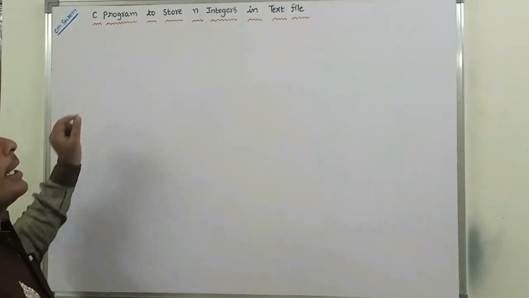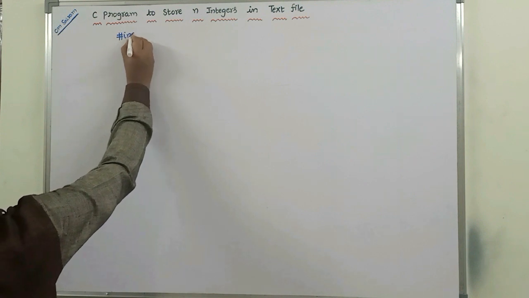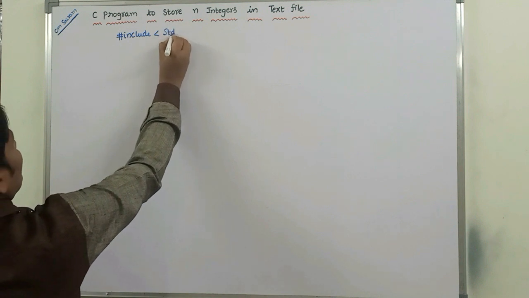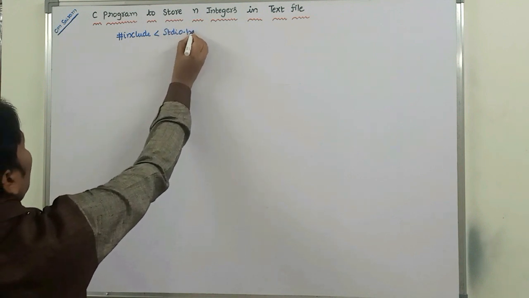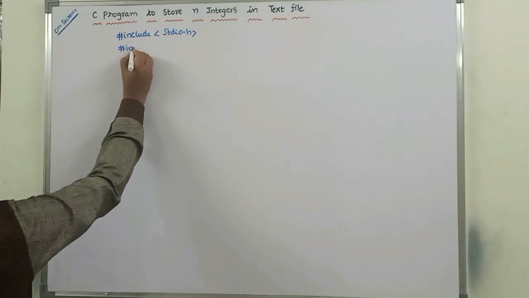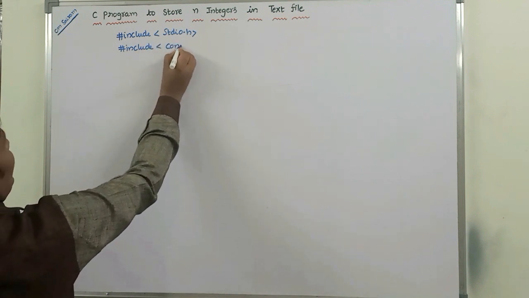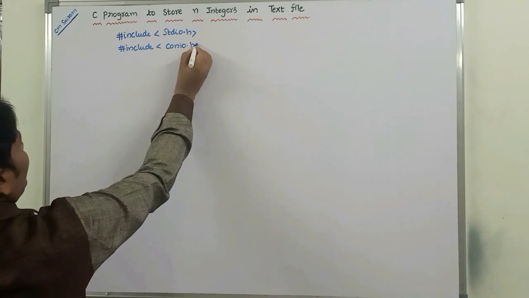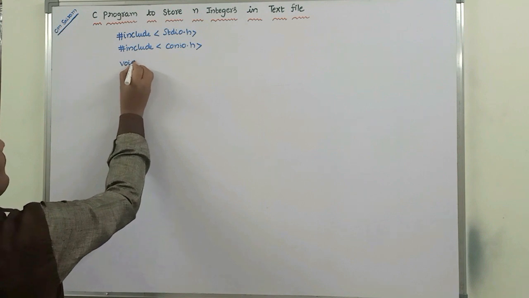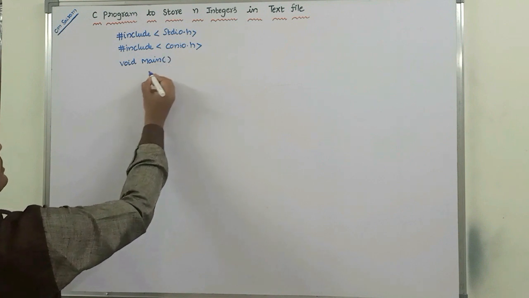We have to declare the header files. #include <stdio.h>. Next, the second header file is #include <conio.h>, the console input output header file. Next, we have to write the main function. Every C program execution starts with the main function.